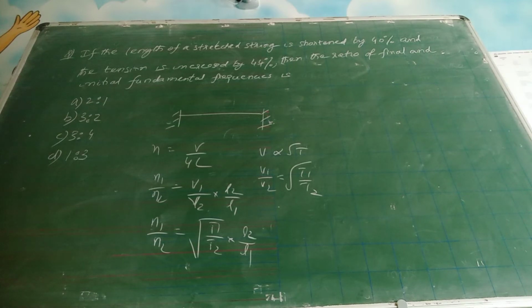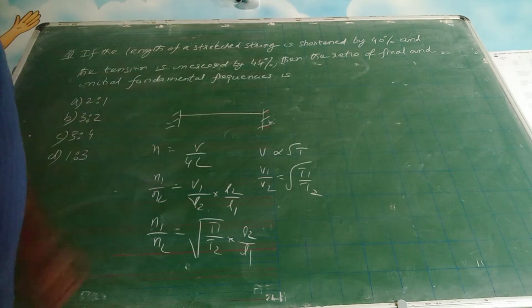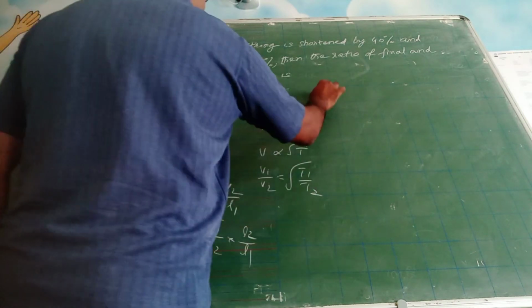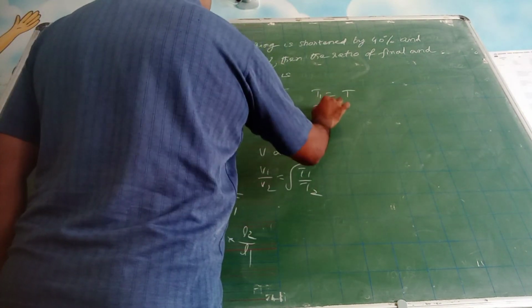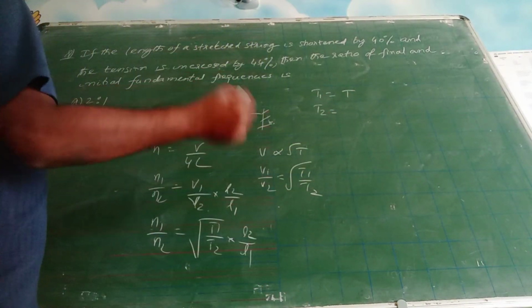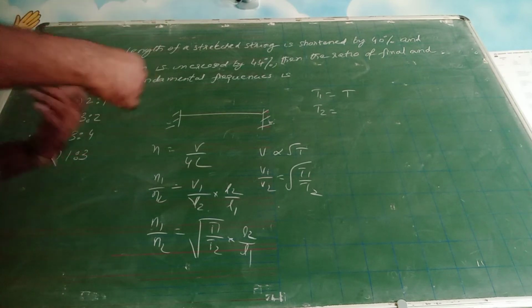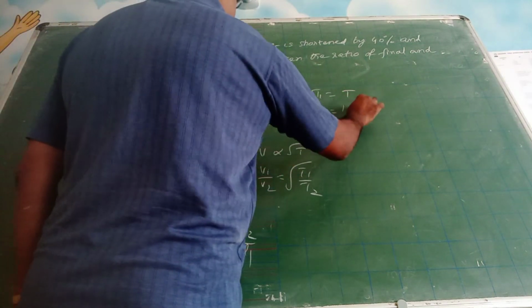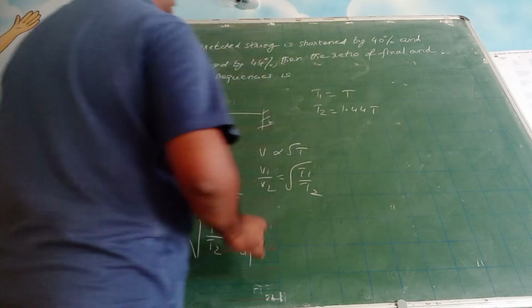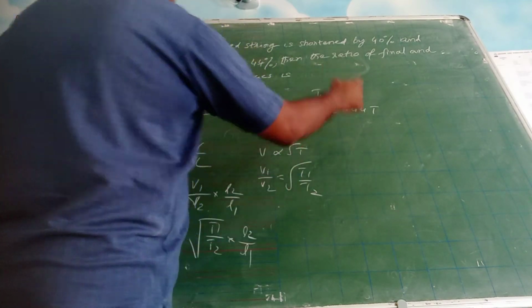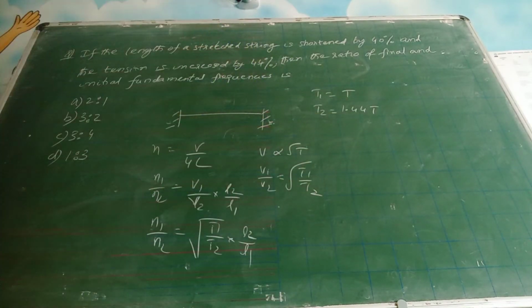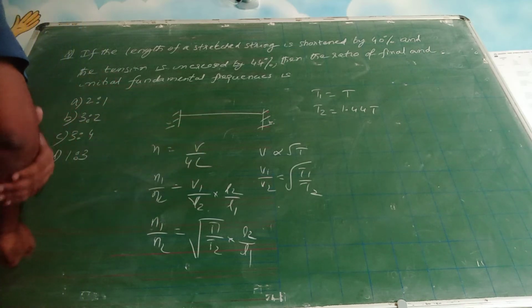Okay. So now let us come to, tension is increased by 44%. Let us say the initial tension was T. Now the final tension T2 is increased by 44%. If it is increased by 50%, you will write 1.5 T. Increased by 44%, 1.44 T. Over 100, 44% has been raised. It has become now 100 plus 44 by 100, 1.44, which is a 44% increase.